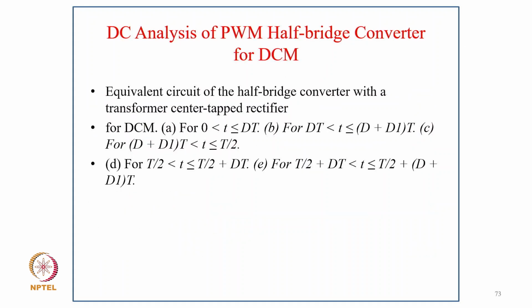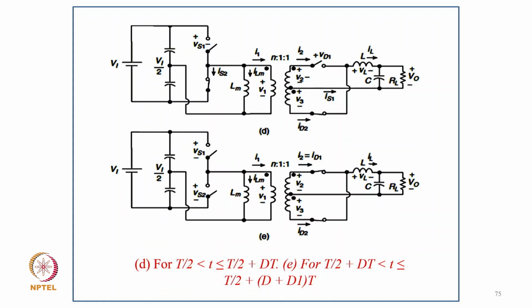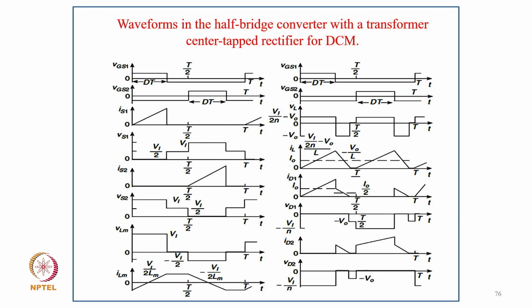Typically, the equivalent circuit of the half bridge converter with transformer tap for DCM is from 0 to DT, for DT to (D plus D1)T, and for (D plus D1)T to T by 2. Then for the next condition, T by 2 to T by 2 plus delta T, and up to T by 2 plus D plus D1 by 2. These are the equivalent circuits of this half bridge converter for the different modes. And these are the typical waveforms.